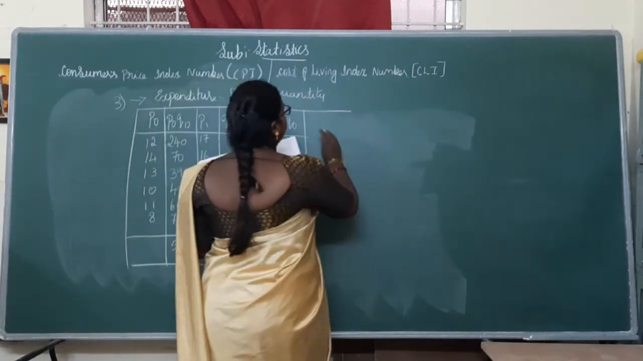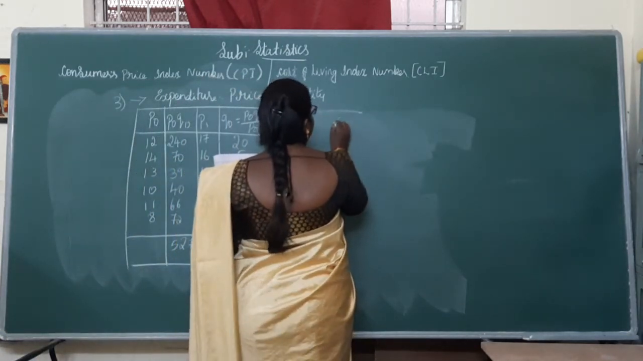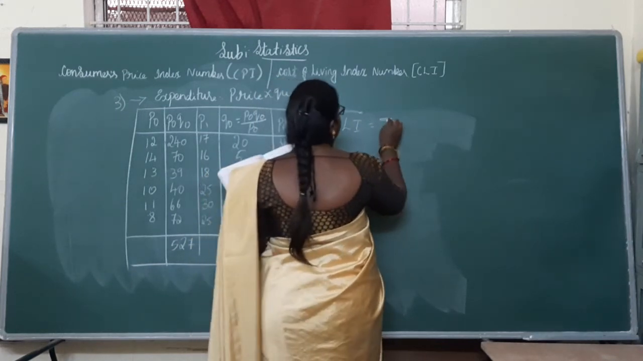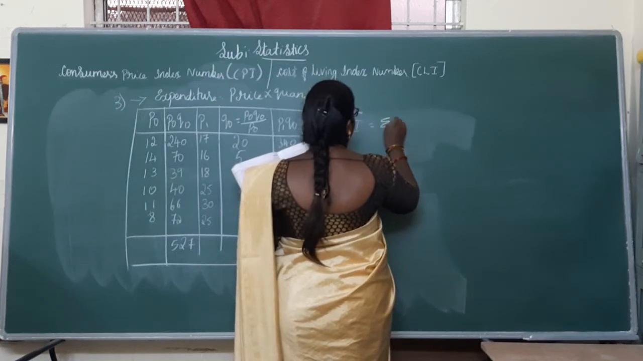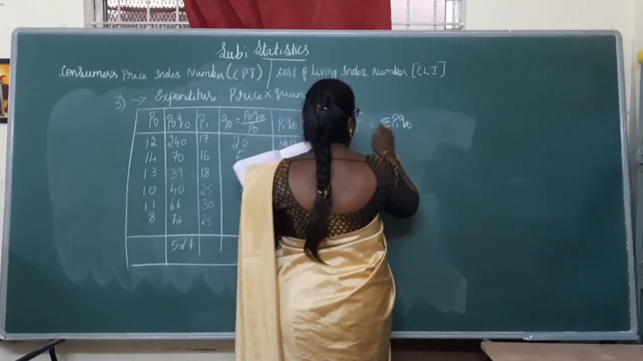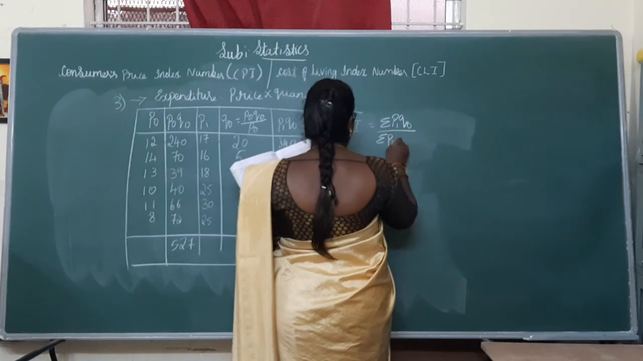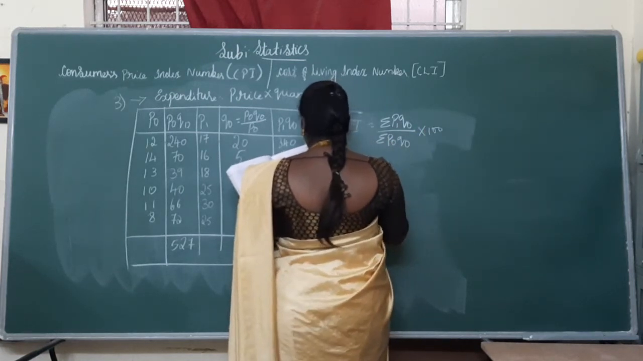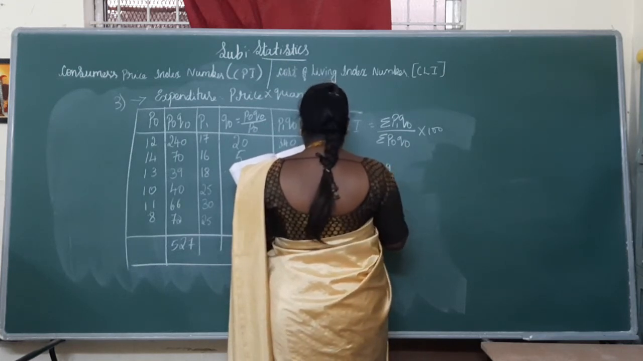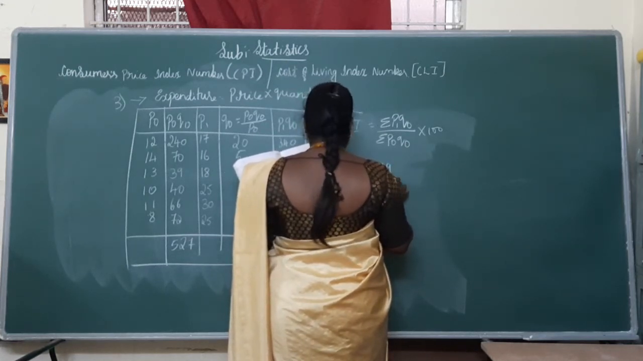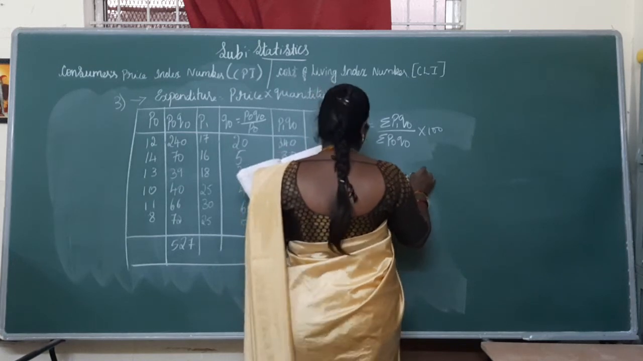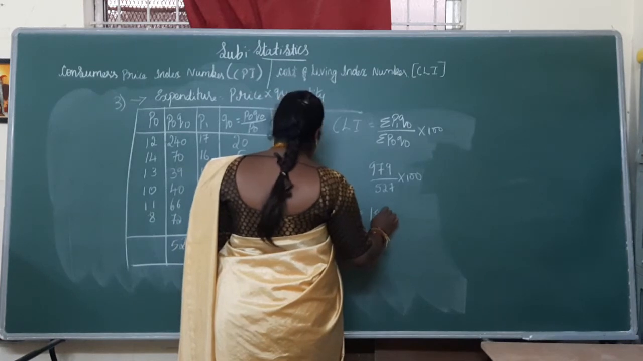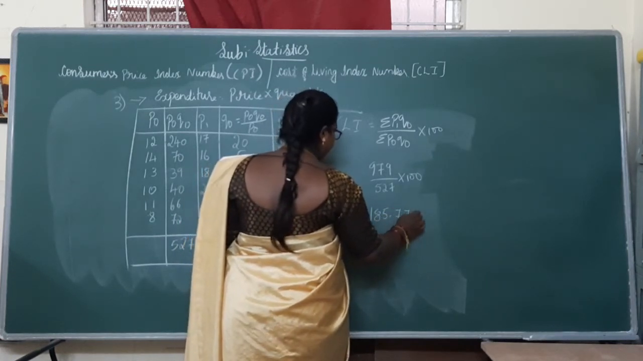My cost of living index, that is CLI, is equal to sigma P1 Q0 divided by sigma P0 Q0 into 100. That is 979 divided by 527 into 100. My cost of living index is equal to 185.77.